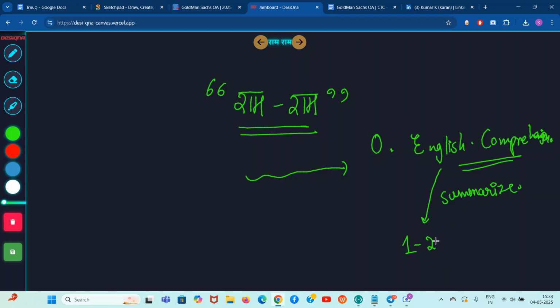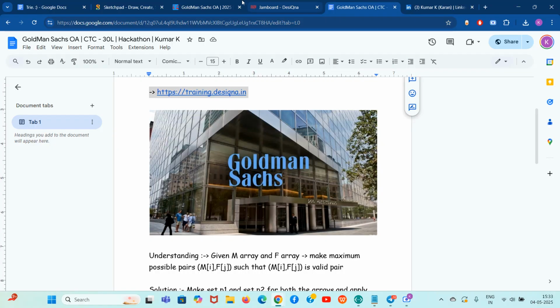Once you have summarized that story in 1 to 2 lines, this will be a totally new DSA question which you have never solved before. So now you have to solve it. You have to solve a totally new question given to you. That's it, guys. So let's start the procedure.